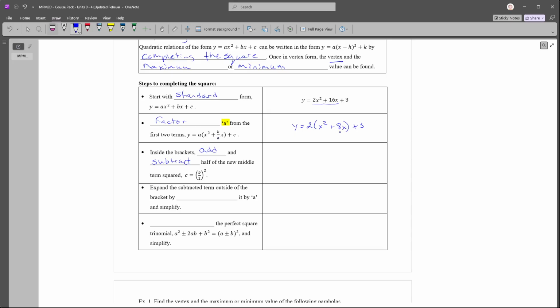Half of our b term squared. So half of 8 is 4. And then we're going to square that, and that's 16. So half of our b term, b over 2, squared.